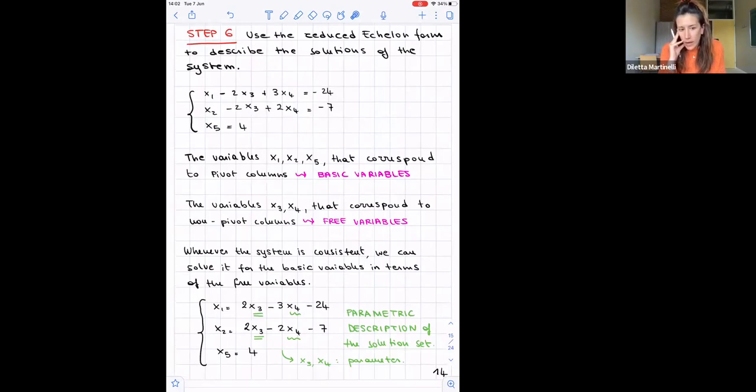Maybe let me ask you a question now. Here we have 5 variables, and we said that we can express 3 of them in terms of an expression that involves the other 2. So how many solutions do we have? We said that the system is consistent, but how many solutions? Do I have a unique solution?